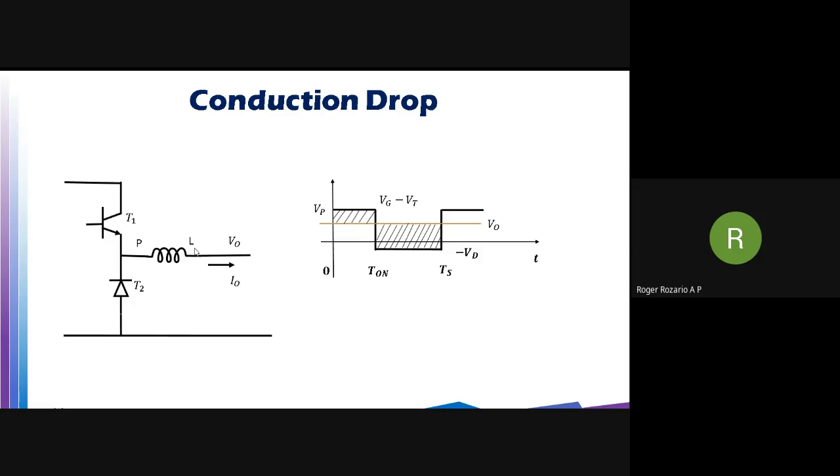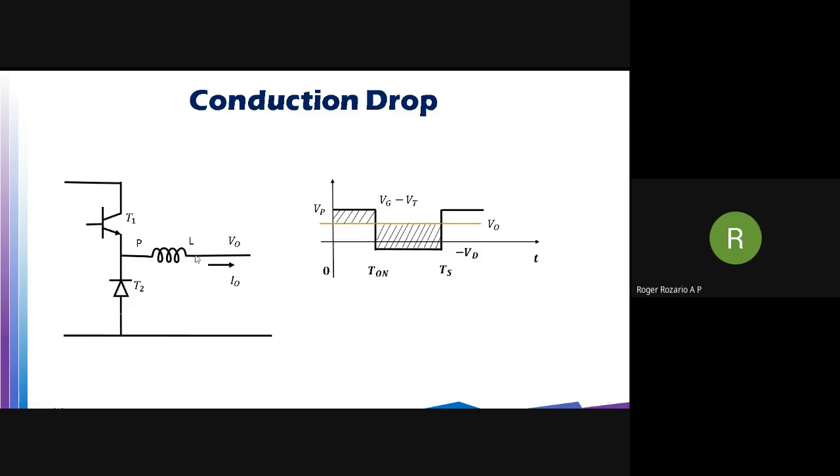Using the volt-second balance of the inductor, we will evaluate the forward voltage conversion ratio, taking into account the non-ideality in the switches. Previously, if you remember, the pole voltage Vp was equal to Vg in an ideal converter, that is, without considering the switch conduction drops. Now, since there is a voltage drop across PT1, the pole voltage has become Vg minus Vt.